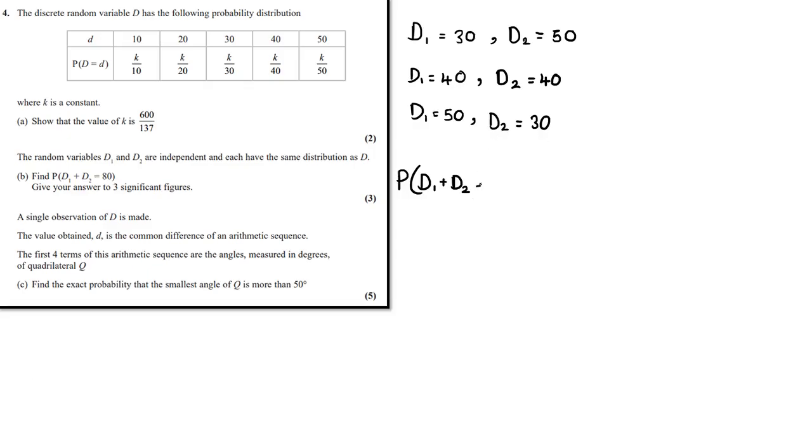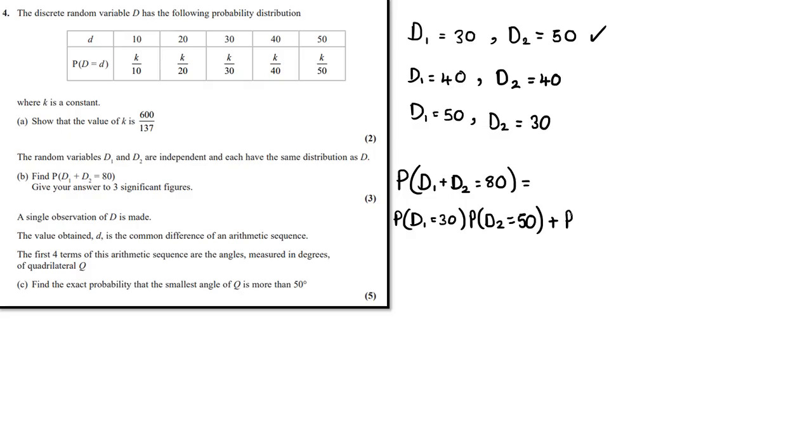So this is equal to 80, and this probability is going to be equal to the probability of d1 times the probability of d2. Okay, and that's going to be the probability of d1 equals 30 times the probability that d2 equals 50. I'll do this on the next line here. So probability of d1 equals 30 times the probability that d2 is equal to 50 plus, so this is the first one done. We now move on to the second option here.